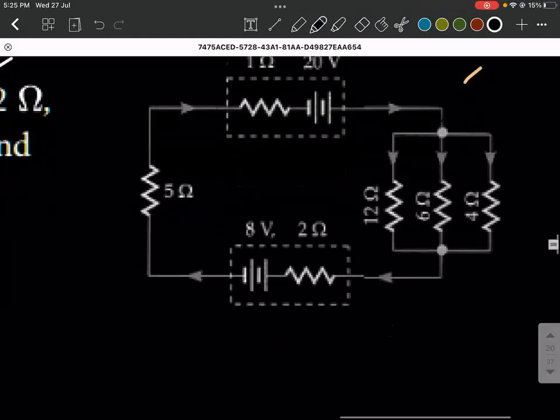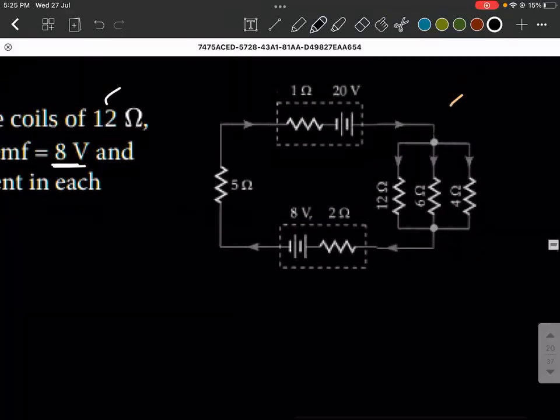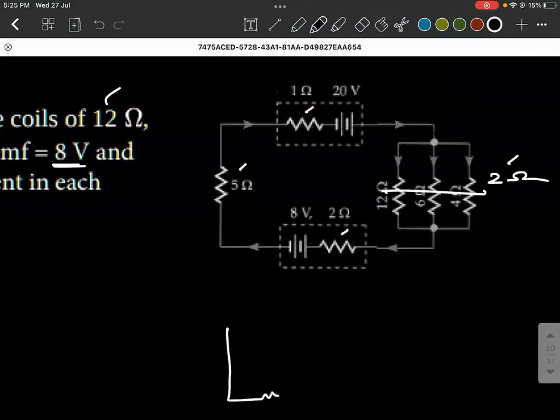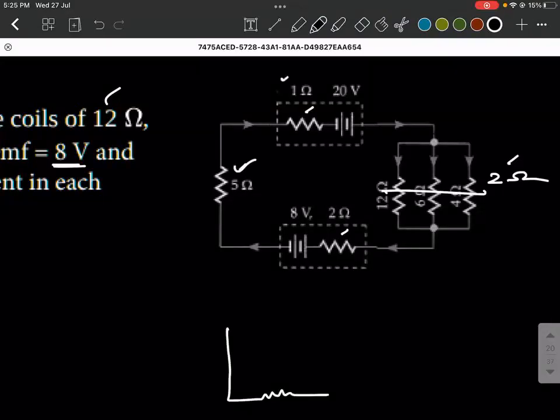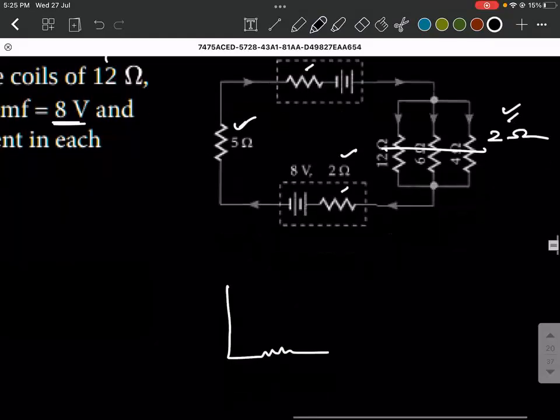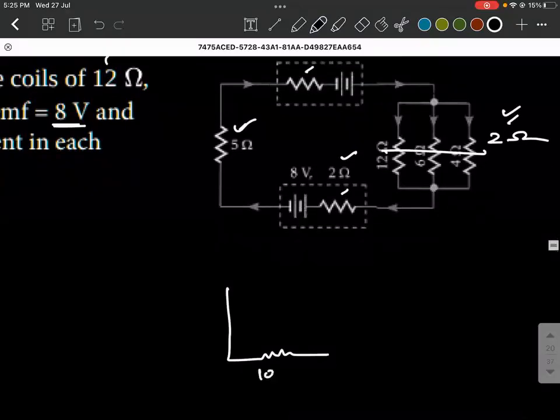Is there anyone who's not able to understand? So the equivalent resistance for this is 2 ohm. I am assuming that I need not solve this part. I hope everybody knows this, right? So 1 ohm, 5 ohm, 2 ohm, and 2 ohm, they are connected in series. So what is going to be the equivalent resistance? 5 plus 1, 6, 6 plus 2, 8. Sorry, just give me a minute. 10.